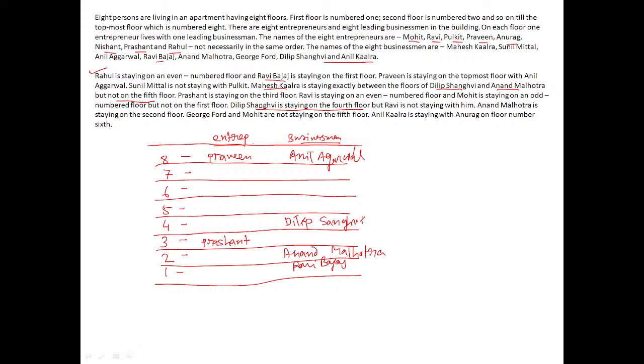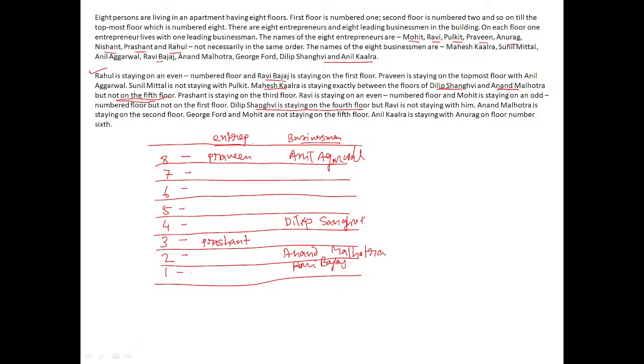floor. Now you can see that as we go forward we will solve some data sufficiency questions, and there also this is very important, though in that kind of puzzle this much information would not be there, but very limited statements. But yes, the understanding is very important here. Mahesh Kalra is staying exactly between Dilip Sanghvi and Anand Malhotra, but not on the 5th floor. Is this second part of any importance in this statement? Even if the statement that Mahesh Kalra is not on the 5th floor is not there, can't you confirm what should be the confirmed place for Mahesh Kalra?